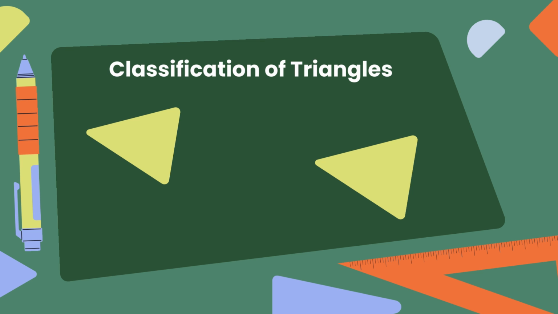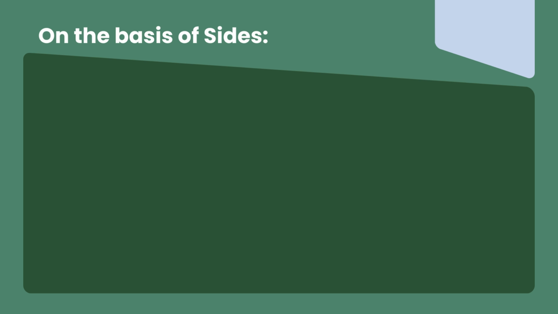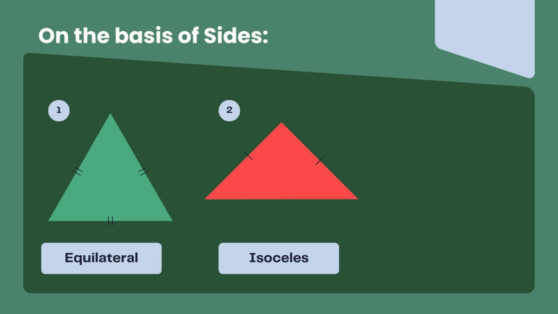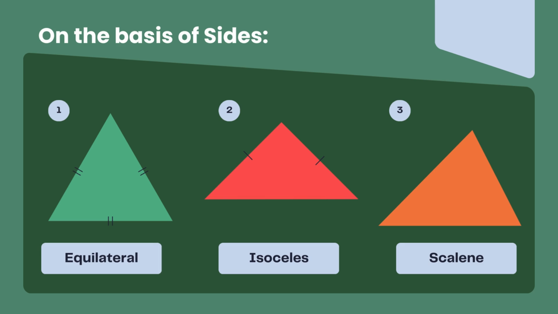We can classify the triangles according to the sides and angles. If we classify the triangle on the basis of its sides, we have 1. Equilateral triangle. A triangle that has all the 3 sides of the same length. 2. Isosceles triangle. A triangle in which only 2 of the sides are of the same length, the third one is of different length. 3. Scalene triangle. A triangle that has all the 3 sides of different lengths.